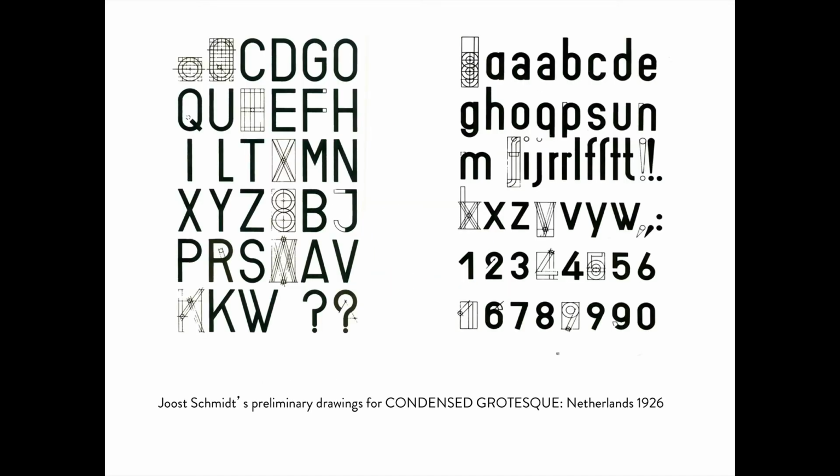Next, we're looking at Jules Schmidt's preliminary drawings for condensed grotesque, which was made in the Netherlands in 1926. If you inspect the techniques he used to figure out the geometry of the letter forms, he uses the grid and circular forms to help him determine the X height, weight, and shape.